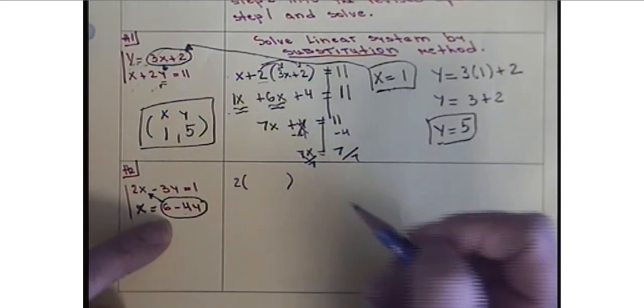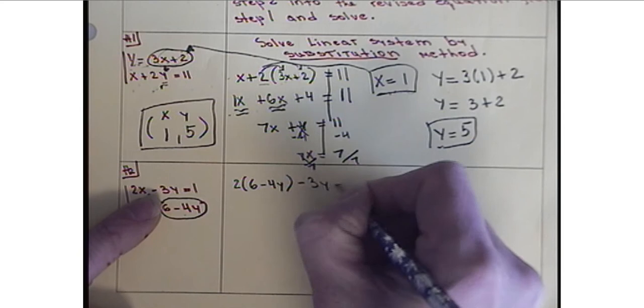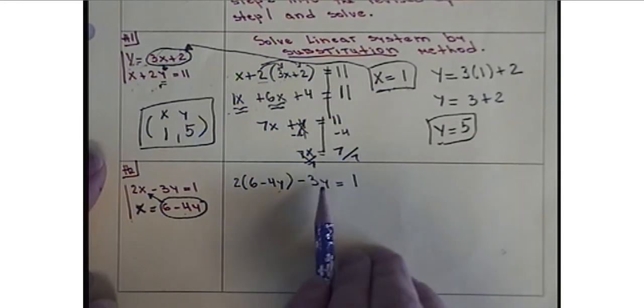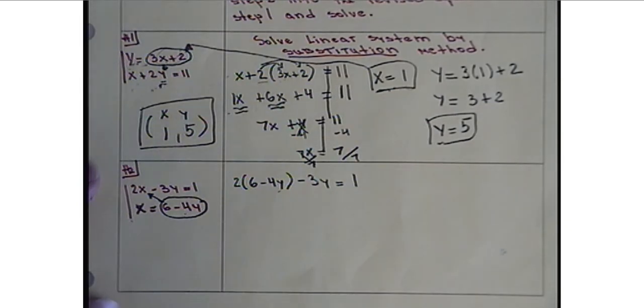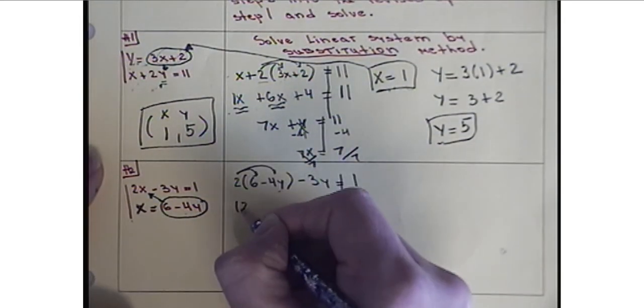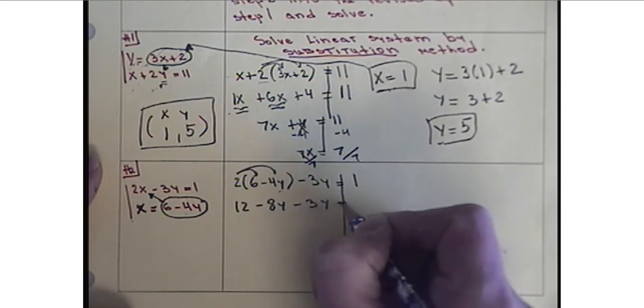So we will begin with 2 times, and inside, instead of x, we put 6 minus 4y. Then we have minus 3y equals 1. I always check to make sure the variable is the same and that I don't have different variables in the equation. Then I can start solving or simplifying. Distributive property: 2 times 6 is 12, 2 times negative 4y is negative 8y, minus 3y equals 1.